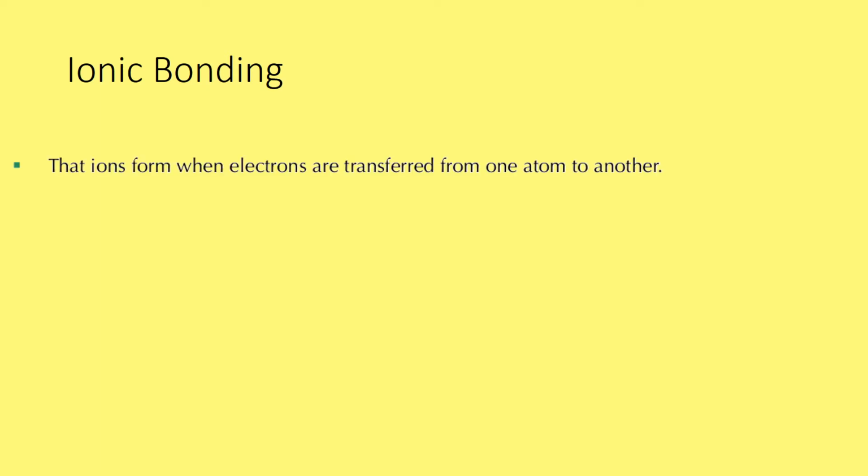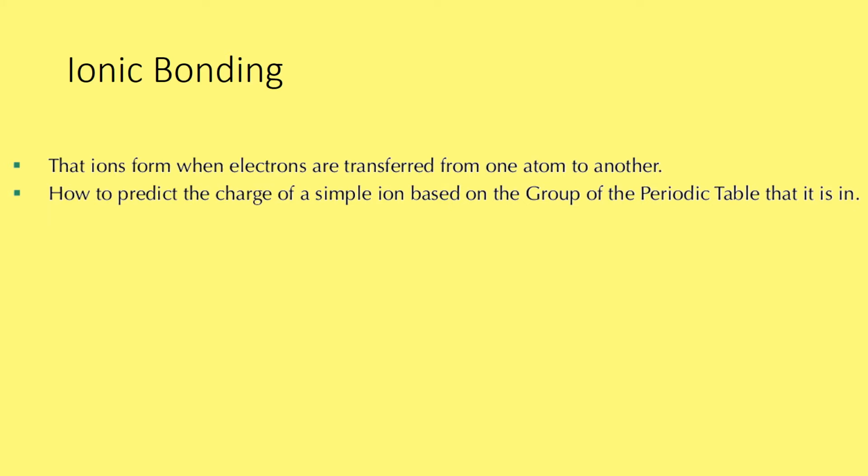The first one is that we want to know that ions form when electrons are transferred from one atom to another. That's how we form ions. Secondly, we want to know how to predict the charge of a simple ion based on the group of the periodic table that it's in.